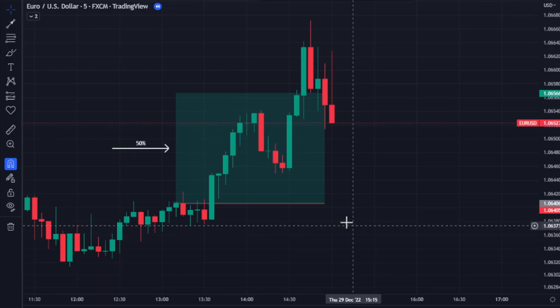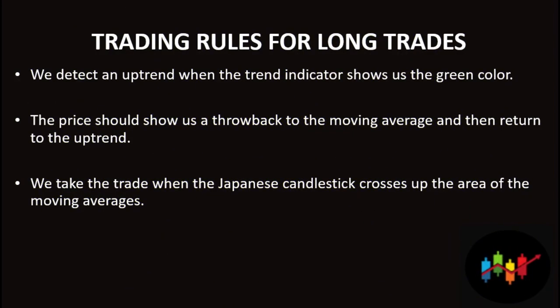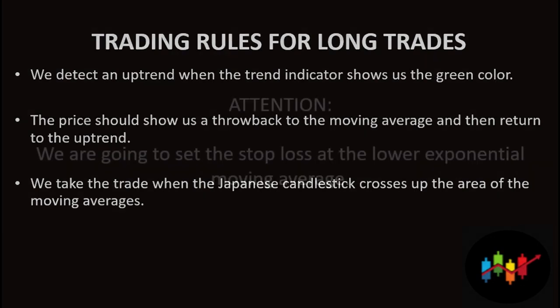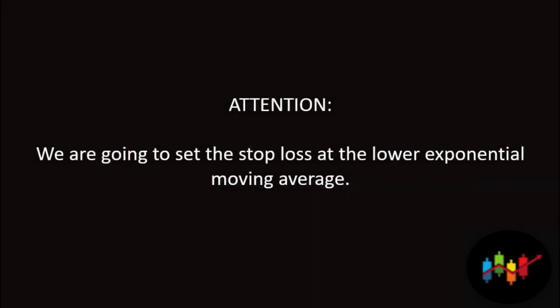Now let's explain the rules for the strategy. Okay, first we are going to explain the trading rules for long trades. First, we detect an uptrend when the trend indicator shows us the green color. Second, the price should show us a throwback to the moving average and then return to the uptrend. Third, we enter the trade when the Japanese candlestick crosses up the area of the moving averages. Now pay attention here. We are going to set the stop loss at the lower exponential moving average.